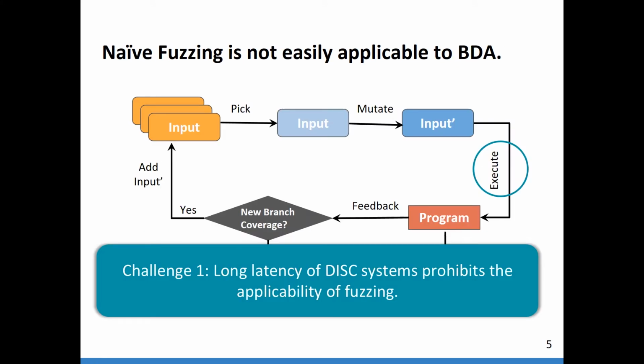Our experience tells us that fuzzing cannot be easily applied to big data analytics directly. While traditional fuzzing techniques assume thousands of invocations per second, big data analytics applications, such as Apache Spark applications, would need about 19 seconds to initialize the Spark context for each run. Such long latency prohibits the applicability of fuzzing for efficient test generation.